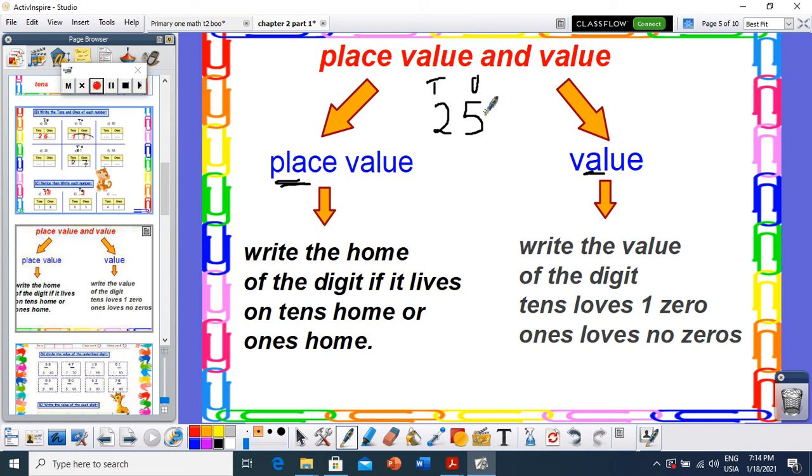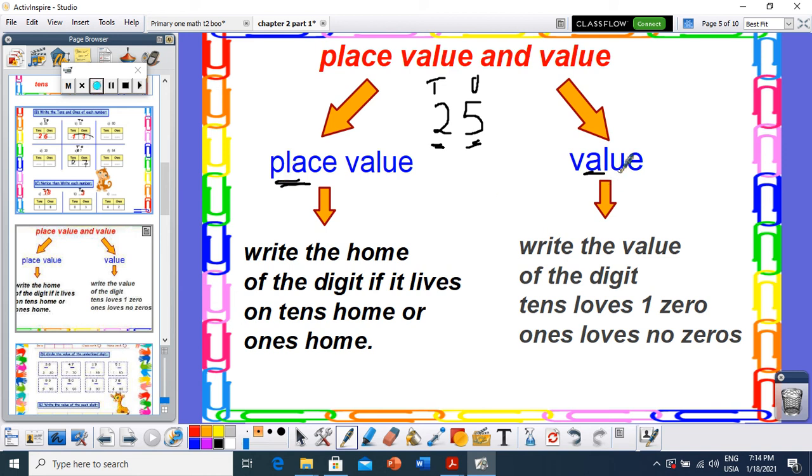So here the 5 lives on the ones home. So the place value of the 5 is ones. And 2 here lives on the tens home. So the place value of 2 is tens. So the place value means where the digit lives, ones or tens. So when I ask you the place value, you have to write the word ones or tens.